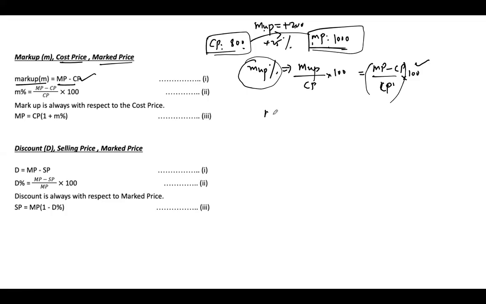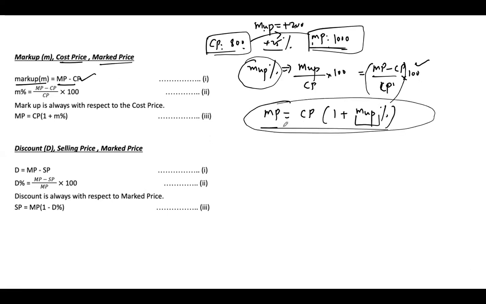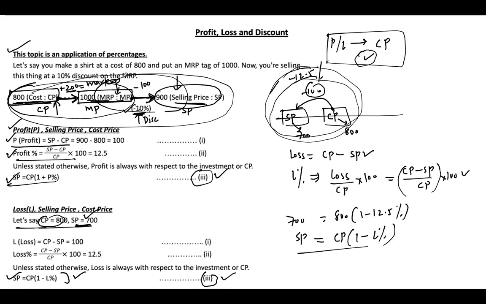So I could have written marked price as cost price times (1 plus 25%), or 1 plus the markup percentage. Here, what is the base? Base, the starting value, is the cost price. Here also cost price is the base. So markup is always with respect to cost price. Similarly, for discount, you need to find the relation between these quantities.